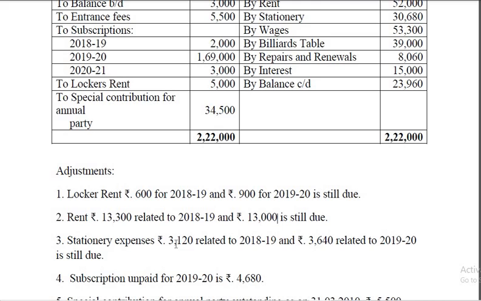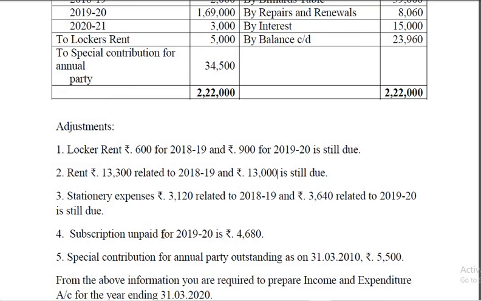Stationery expenses: 3,120 relate to 18-19. Stationery paid is 30,680. Of this, 3,120 relates to last year's stationery expenses, which were due and unpaid last year. So that has to be deducted. And still due for the current year is 3,640. That should be added. Stationery is a revenue expenditure. Therefore, it should be taken to the debit side of the income and expenditure account.